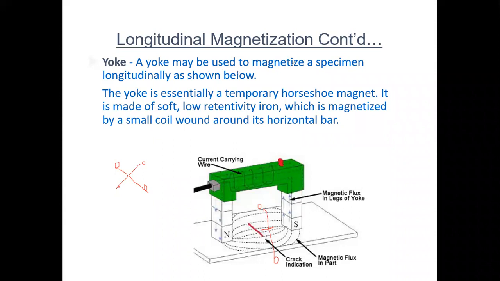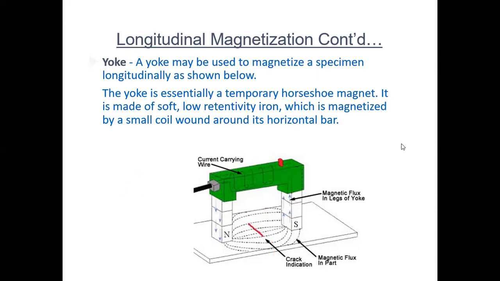So a yoke may be used to magnetize a specimen longitudinally as shown below. The yoke is essentially a temporary horseshoe magnet. It is made of soft, low retentivity iron, which is magnetized by a small coil wound on its horizontal bar. Generally, these poles we make from low retentivity material. Why? Because once the current is off, if the magnetic field remains high there, then it's difficult to remove from the test specimen. Low retentivity means once you switch off the current, there is no residual magnetic field in this pole, so we can easily remove it from the job.